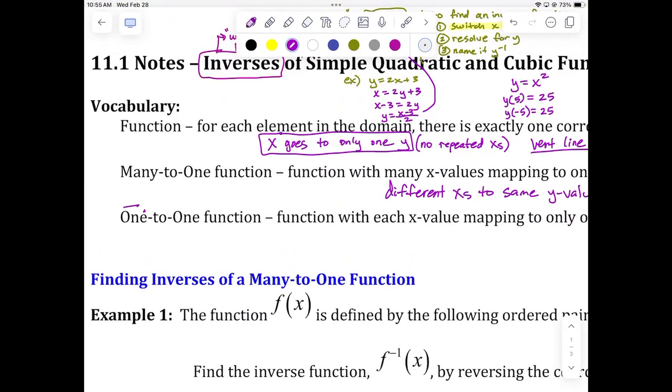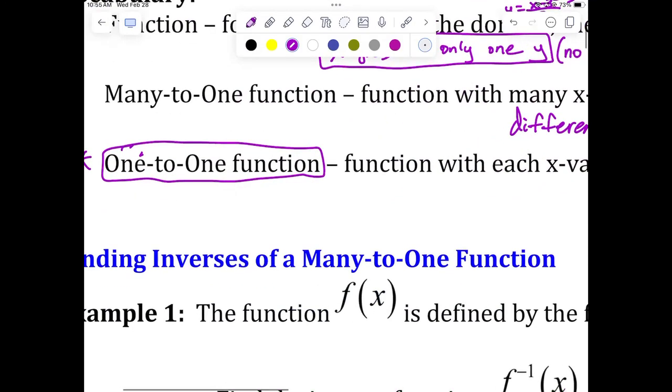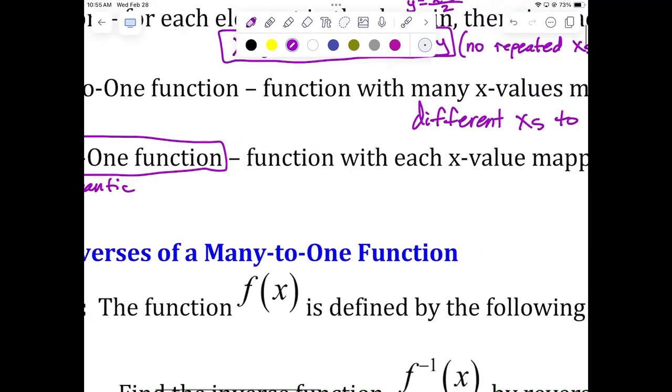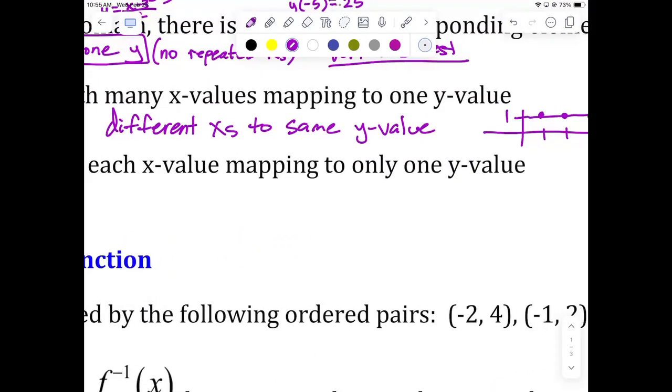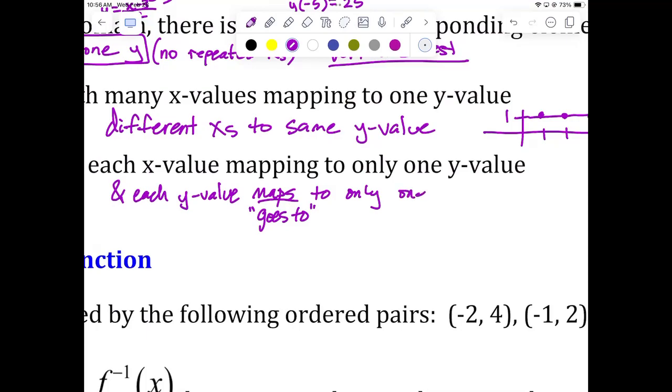This is the one that we're interested in this section right here. A one-to-one function. It sounds romantic, doesn't it? Here's the definition of a one-to-one function. Each x value maps to only one y value. And each y value maps, I'm going to use that word maps. That means changes or goes to. That's another word for maps, goes to. Each y value maps to only one x value.